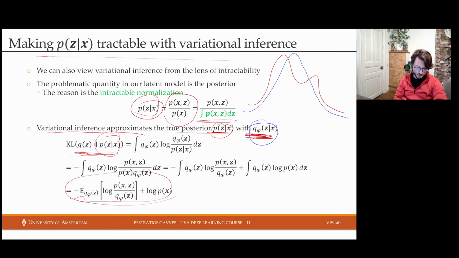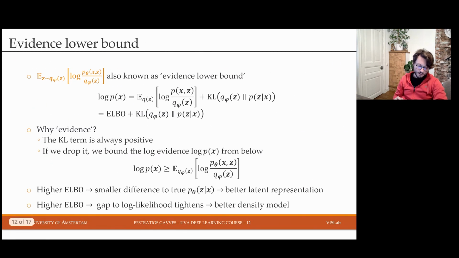By minimizing the difference between my approximate posterior and my true posterior, we can obtain again a formulation which is the ELBO from before, so the expectation over the logarithmic quantity plus my log marginal likelihood. This quantity is known as the evidence lower bound, or ELBO, and it is directly connected with the log marginal likelihood as well as the KL divergence between my approximate posterior and my true posterior.